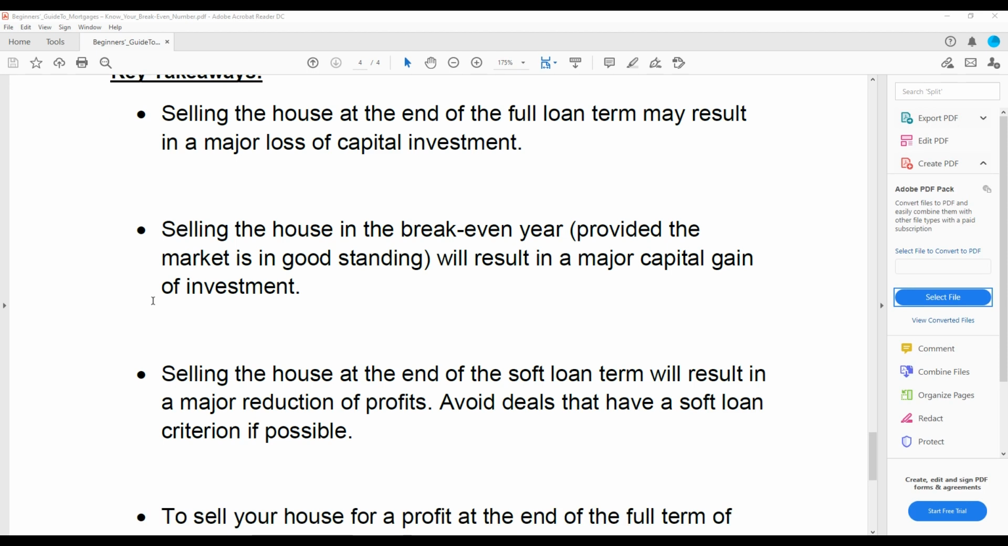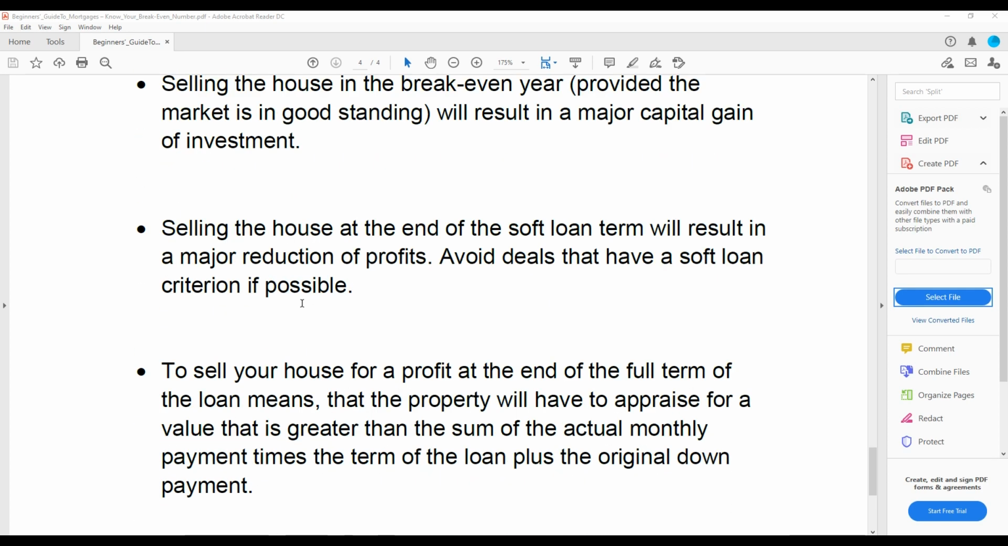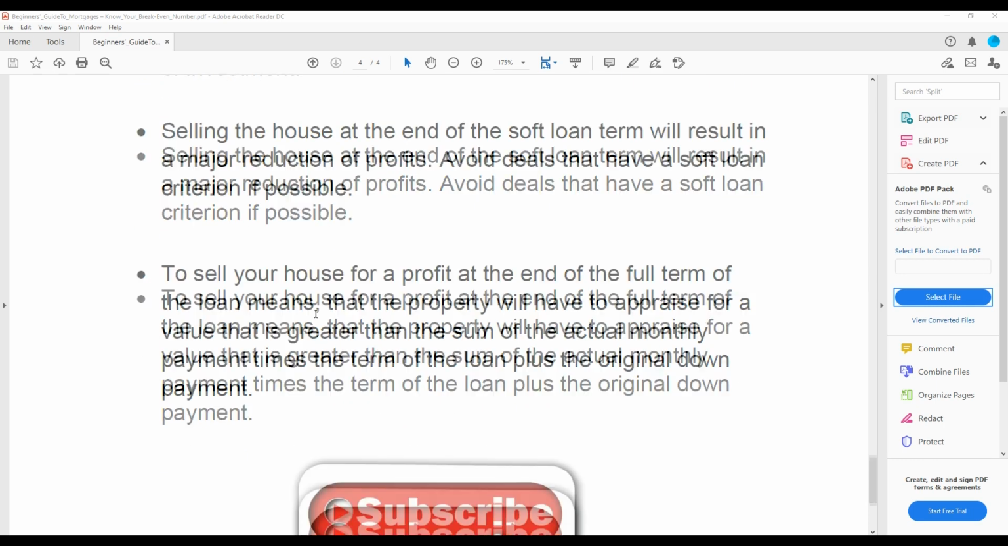Key takeaway number 2, selling the house in the break-even year, provided the market is in good standing, will result in a major capital gain of investment. Selling the house at the end of the soft loan term will result in a major reduction of profits. Avoid deals that have a soft loan criterion if possible.